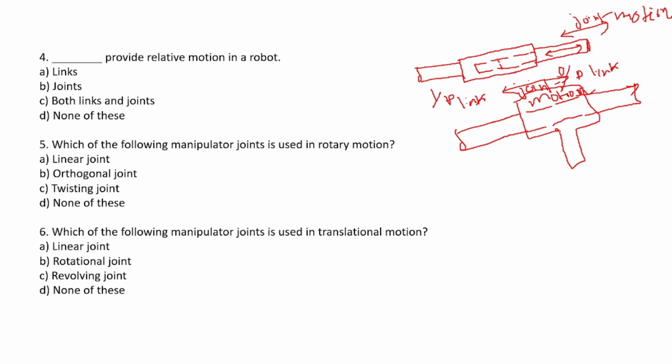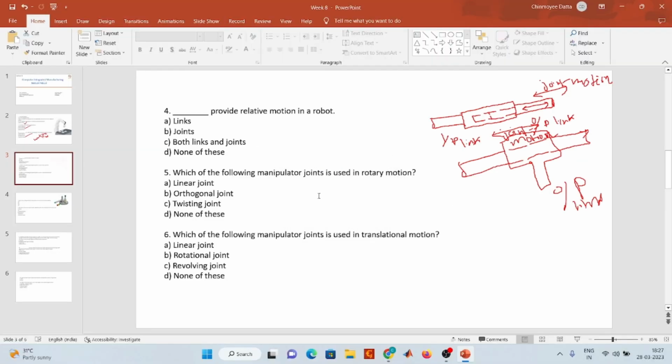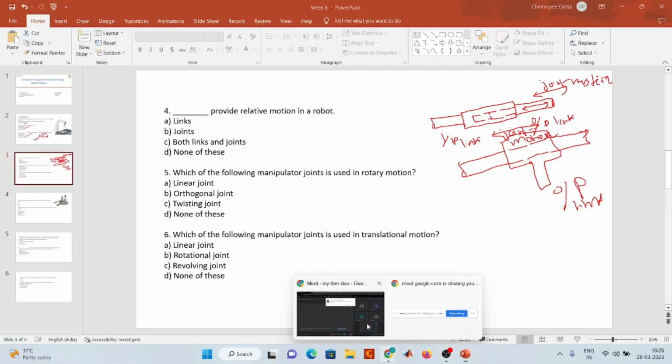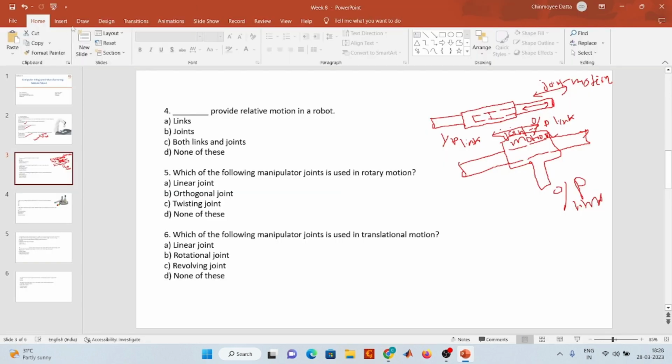Okay, and this is the output link. So you can see from the figure that due to the joint motion, the output link is perpendicular. So it's an orthogonal joint, we can say, right?